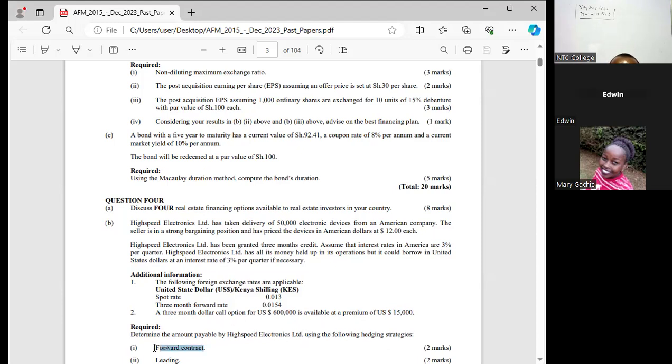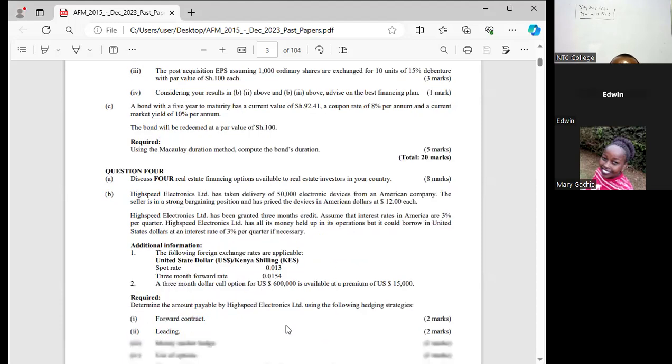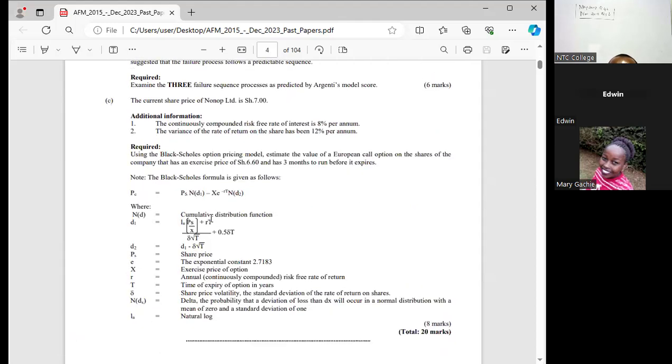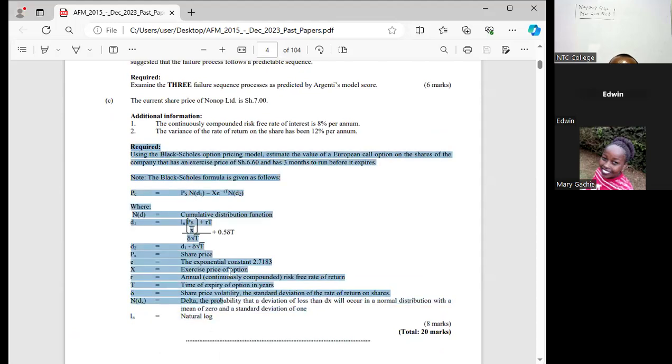Forward rates. Now this one is easy. 2 marks are free. You know the amount is this one in dollars. They need to pay. The exchange rate in 3 months is given. This 2 marks is free. Leading option means he pays correctly. He pays correctly. He will pay if it is 60. Money market we shall show you and the rest. This will be the last question.